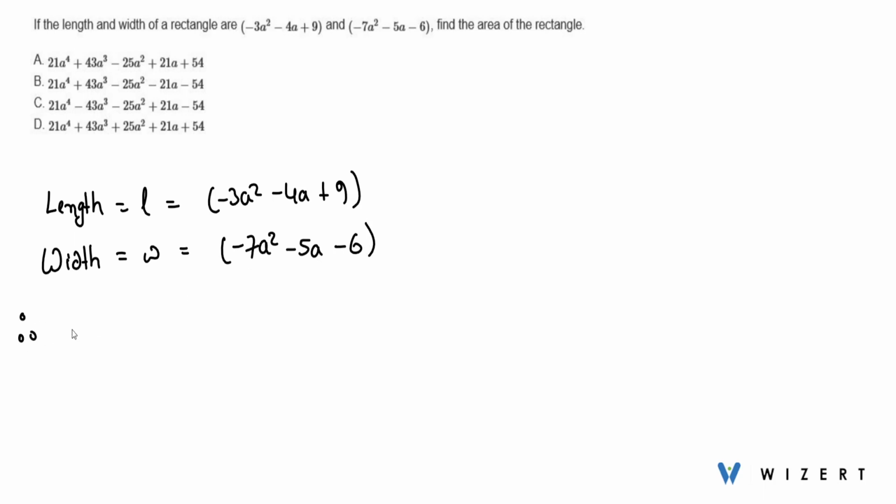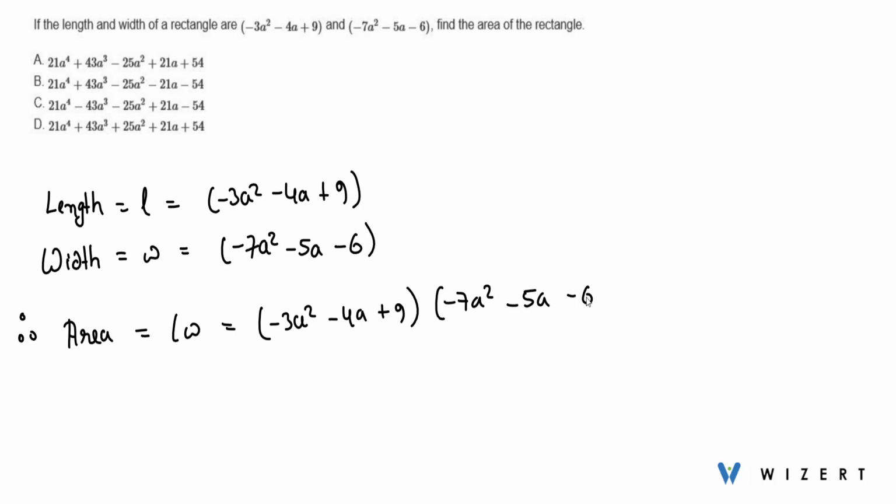Now the area of the rectangle will be equal to length multiplied by width, which will be equal to minus of 3a square minus of 4a plus 9 multiplied by minus of 7a square minus of 5a minus 6. Therefore, we have to simplify this.